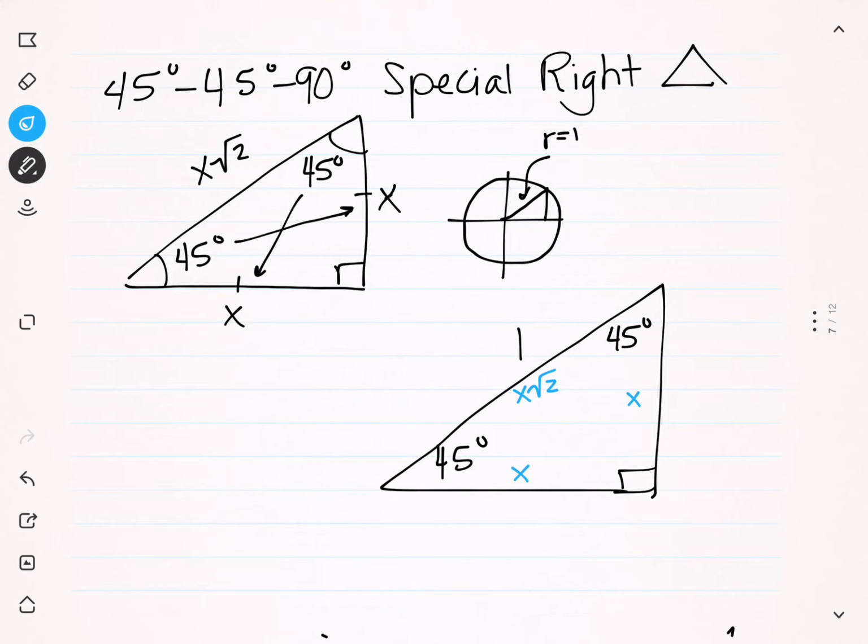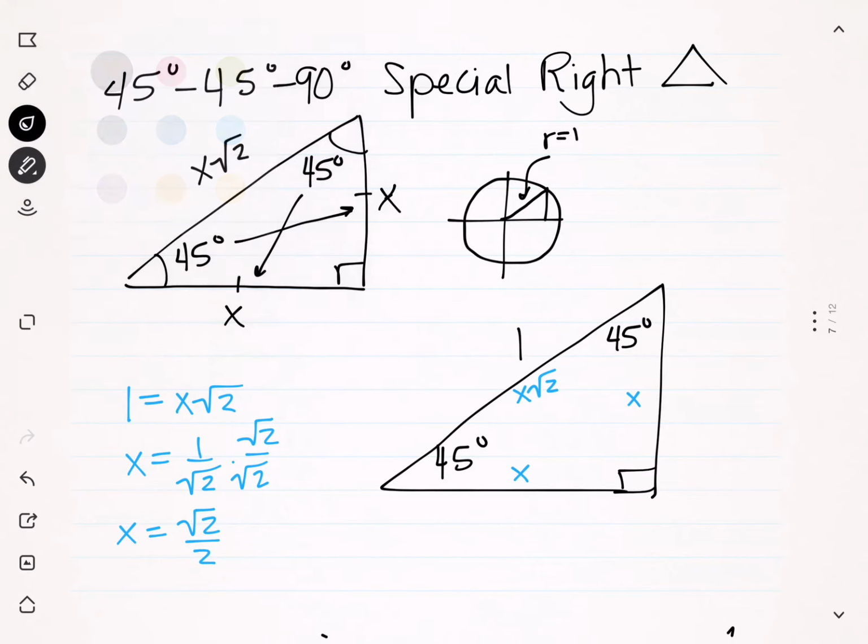So what we want to do is set 1 equal to x root 2, and solve. So you want to divide each side by root 2. So x is going to be 1 over root 2. And then we don't want radicals in the denominator. So we want to multiply the top and bottom by root 2. And that's going to give us root 2 over 2. So those are going to be the legs of our 45, 45, 90 right triangle, where the hypotenuse, or the radius of the unit circle, is 1.